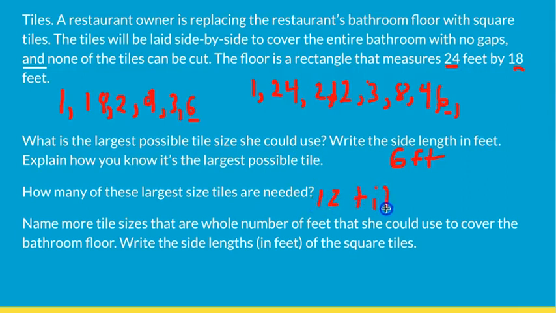These are enormous tiles. What else could we use? Well, we could make them 1 foot, right? So 1 foot would work. 2 feet would work because there's a 2 in both of them. We could do 3 because that's in both of them. And that's it. Those are the only other ones. So 6 foot is the largest. Obviously, we could go down into 1 foot ones, or 2 foot or 3 foot, but based on what they said, 6 foot would answer that question.